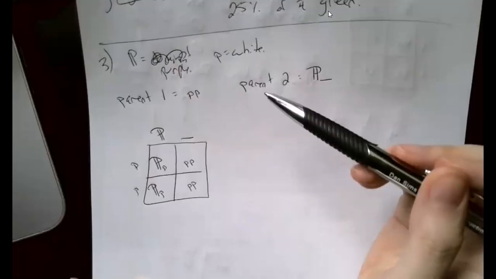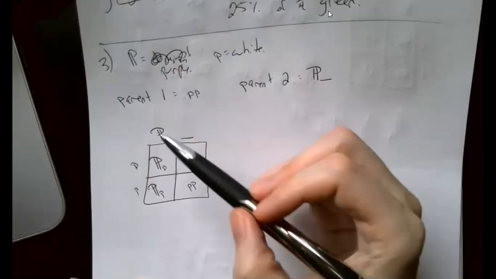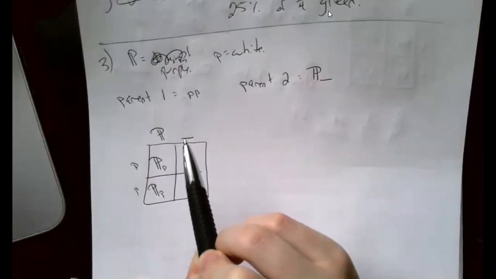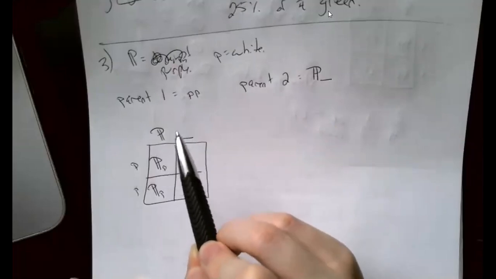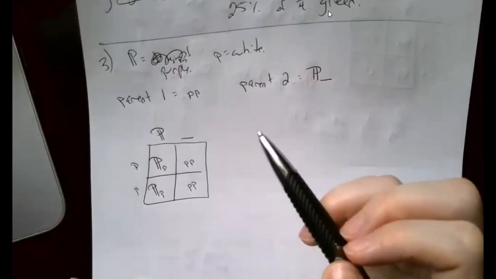It says that parent 2 is purple, which means that it definitely has a capital P, but we don't know if the second allele is a dominant or a recessive allele, because it would be purple either way, whether it's homozygous dominant or heterozygous.